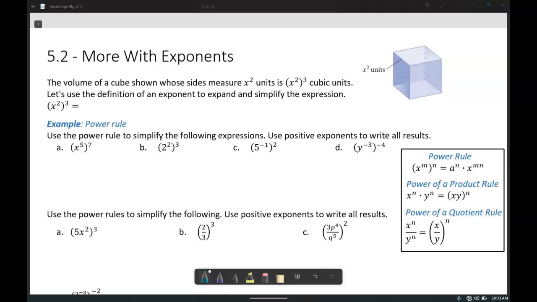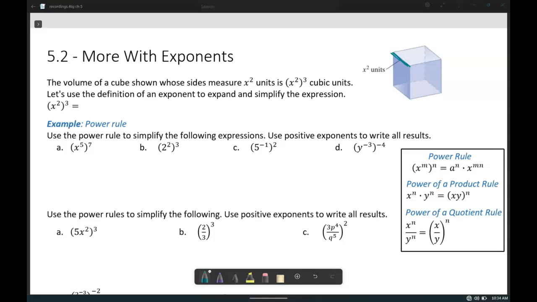Let's go ahead and do a little bit more with exponents. So think about the volume of a cube whose side lengths are x squared. Some value squared is the measure of each side. Well, the volume would be each side raised to the third power. So let's use the definition of our exponents to expand and simplify this expression.